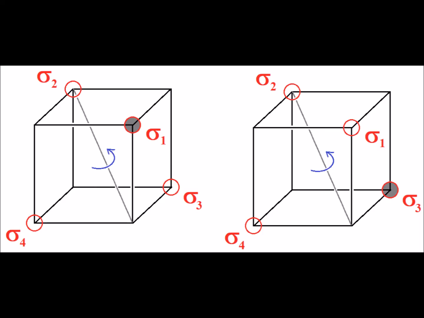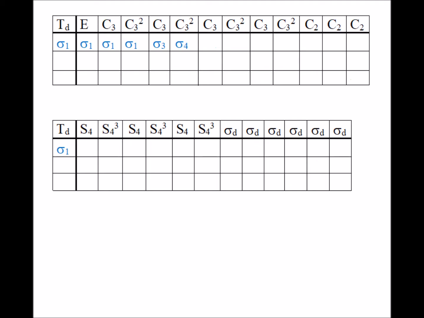Sigma 1 gets rotated to sigma 3. Sigma 1 gets rotated to sigma 4. And we put sigma 3 and sigma 4 into the table.